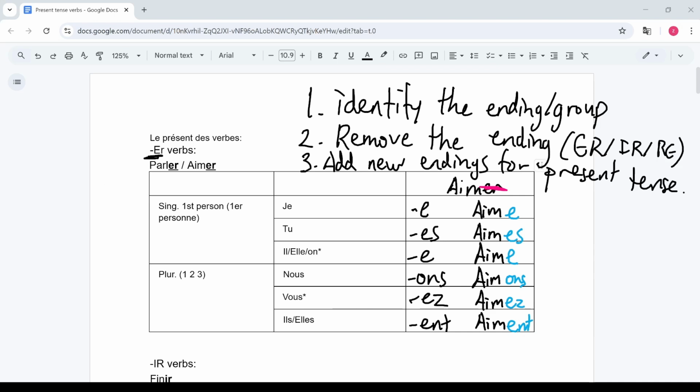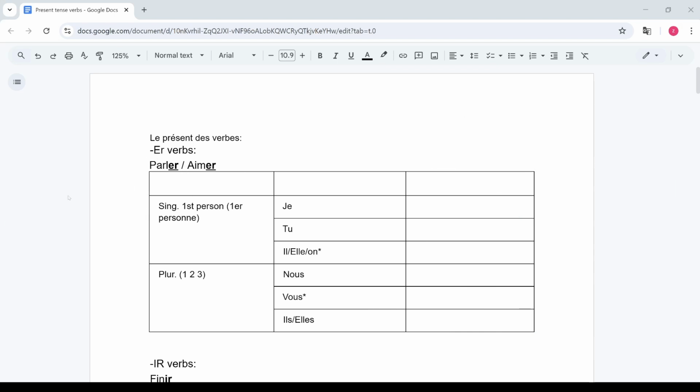So now we're left with M, M, M. Remember, S at the end of words in French is not pronounced. Aimons, aimez. And then for verbs in French, if it ends with an ENT, we do not pronounce the ENT, we pronounce it as if it was an E, so it's pronounced the exact same as these three, M. So that's for regular ER verbs. Let's move on.